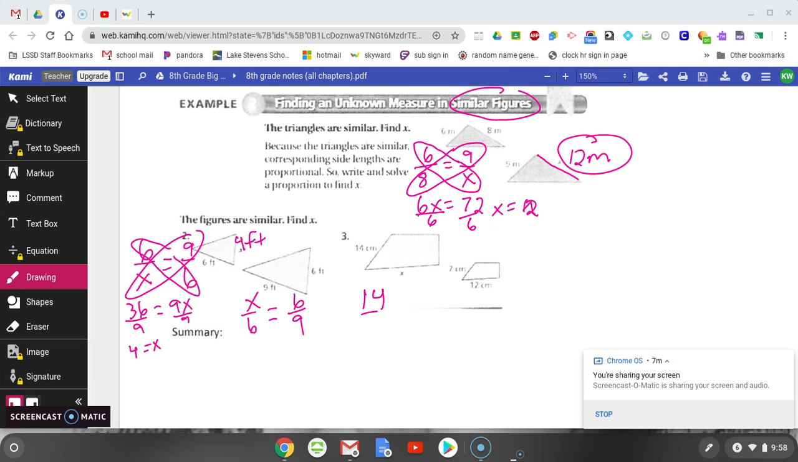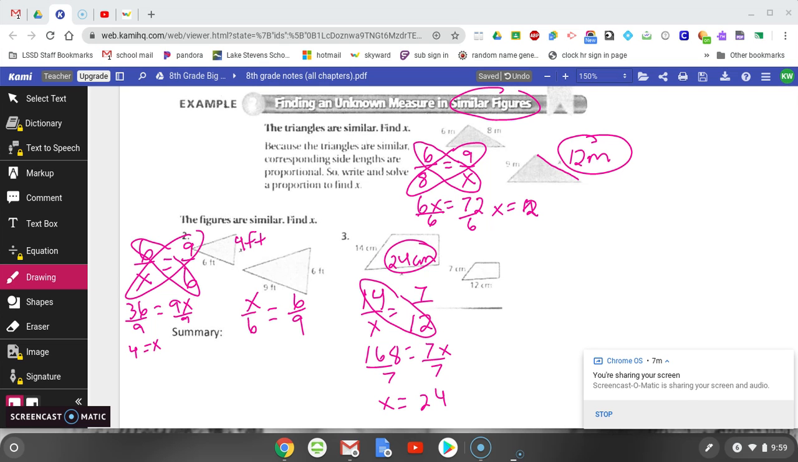All right, check and see how you did on the last one. So I can set 14 over x is equal to 7 over 12. I can cross multiply, so 14 times 12 is 168, and 7 times x is 7x. When I divide both sides by 7, I get x is 24, so I get 24 centimeters for my answer.